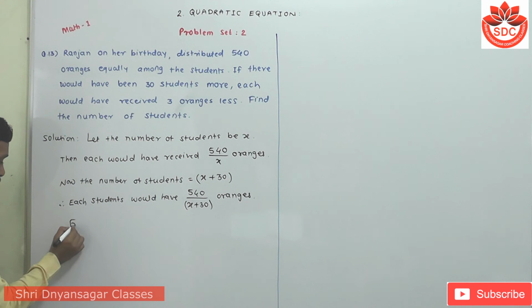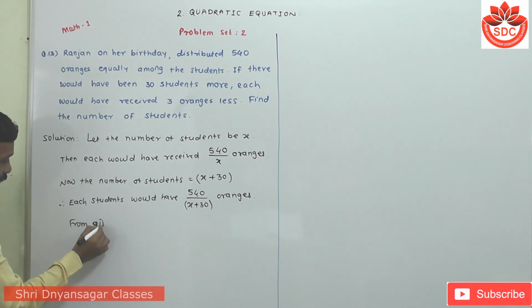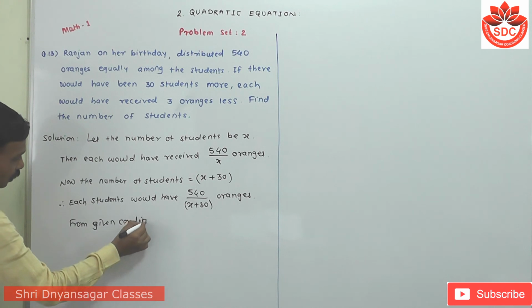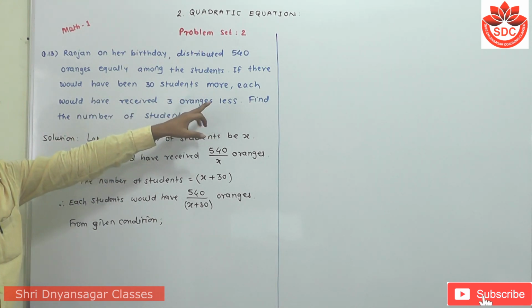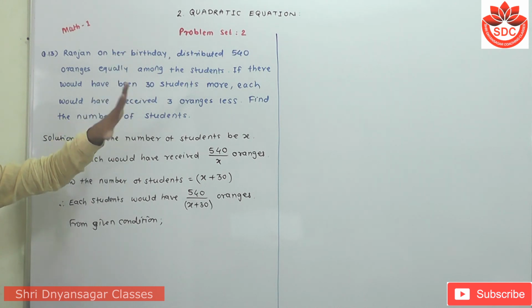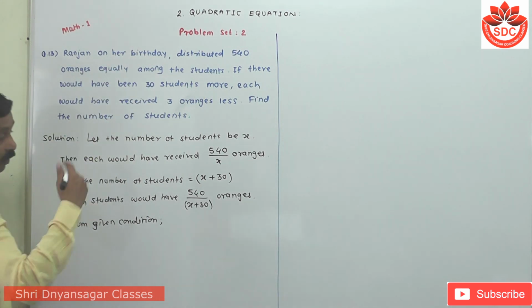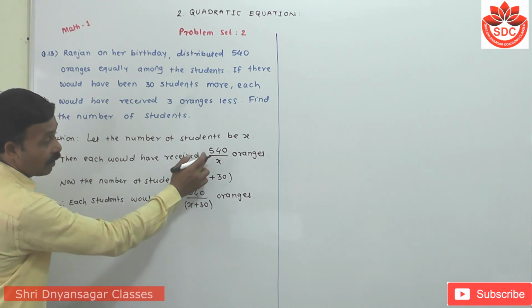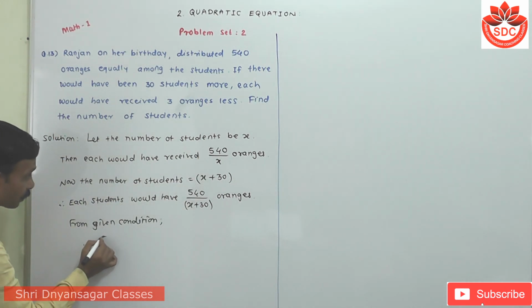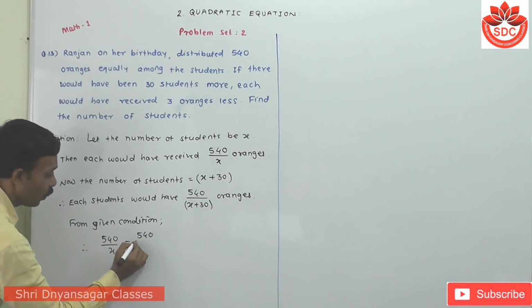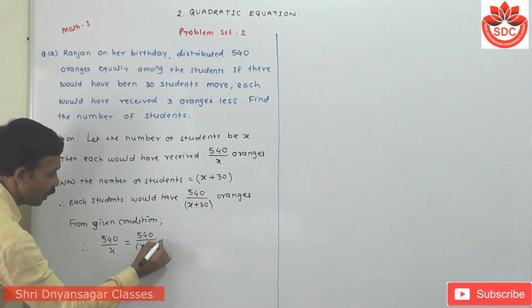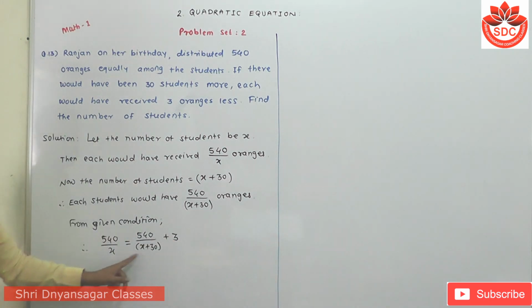Therefore from the given condition, what is this condition? Look carefully. Then each would have received 3 oranges less. If you add these 3 to this, we get the equal number of oranges. So I have to first write 540 upon x is equal to 540 upon x plus 30, and if we add 3 to it, both become equal.